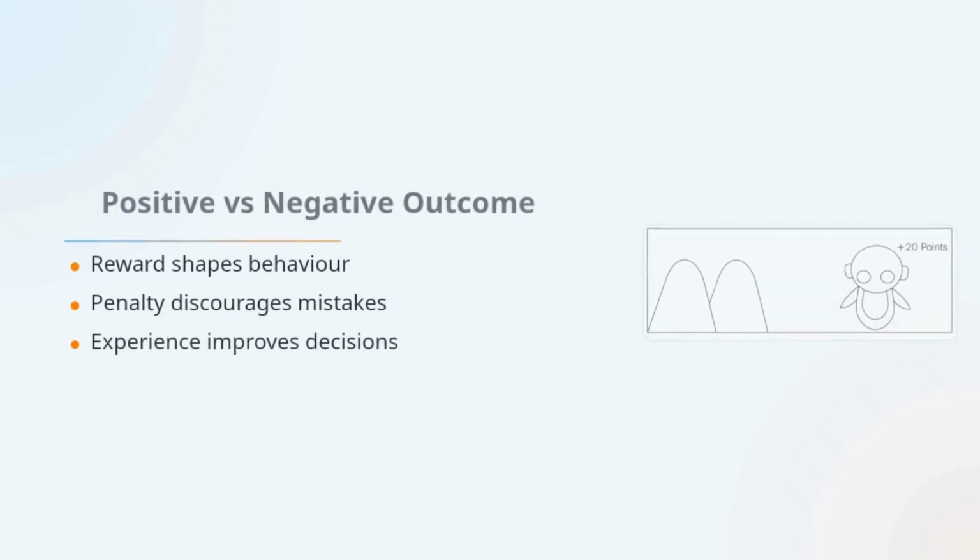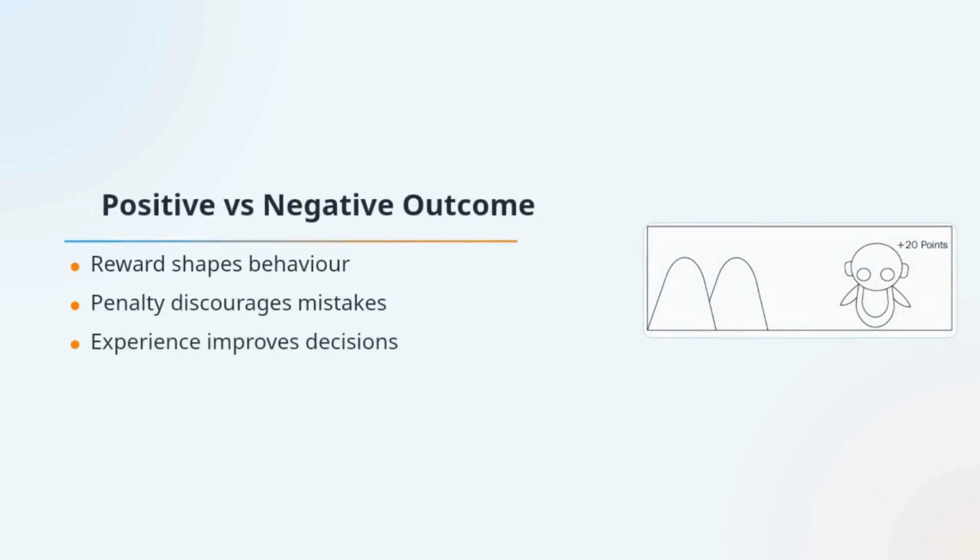This reward signal is what shapes behavior. A positive reward encourages an action to be repeated, while a negative reward tells the agent that something went wrong. Bit by bit, through repeated experience, the agent becomes smarter in choosing what to do next.